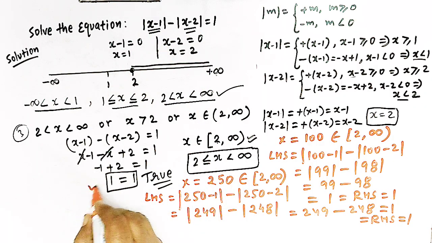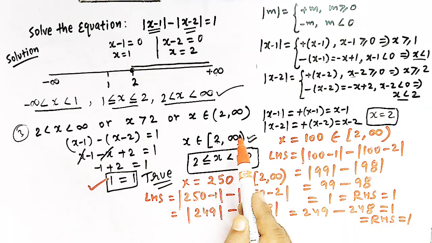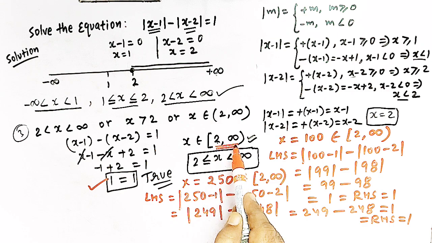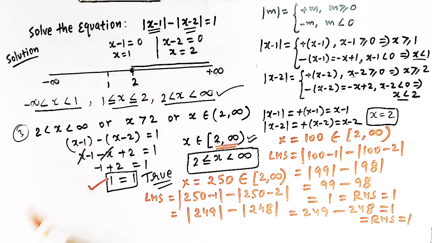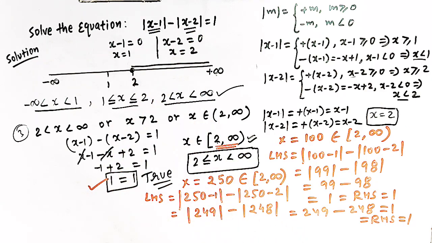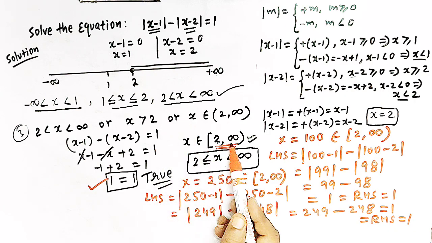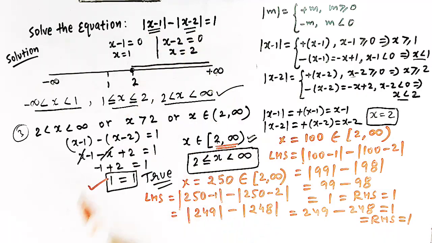So from here we have seen that all the values of x which belong to this interval satisfy this equation, and this implies that this equation has infinitely many solutions. That is, there are infinite real numbers which belong to this interval that are a solution of this equation.